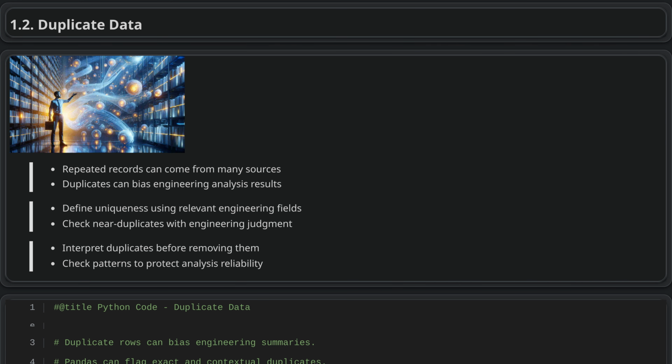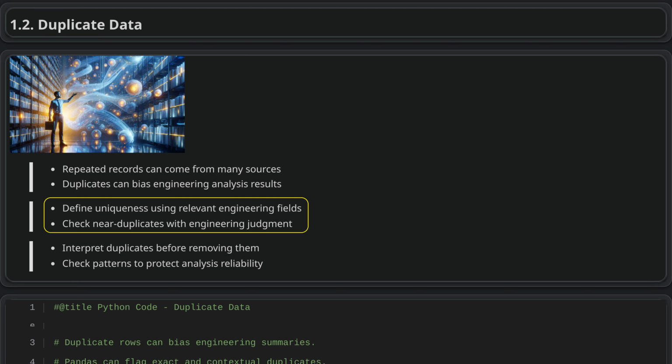Duplicate data. Duplicate data occurs when the same engineering record appears more than once, either exactly or with small changes. It can result from repeated sensor transmissions, manual entry mistakes, or combining data from different systems. If not handled, duplicates can distort results by overemphasizing certain observations, such as averages or failure rates. Detecting and managing them is essential for reliable analysis and data-driven decisions.